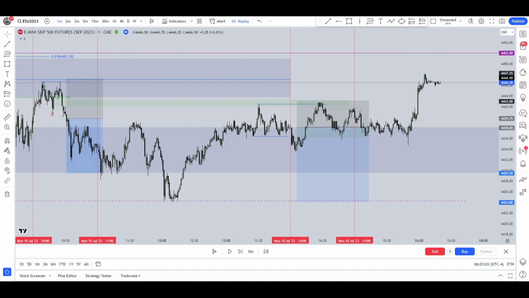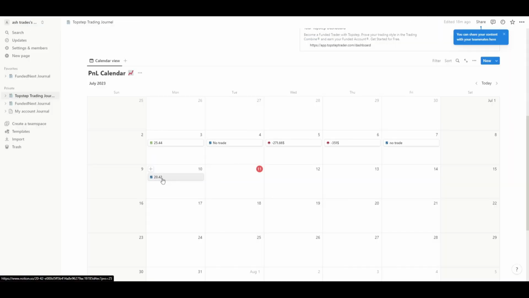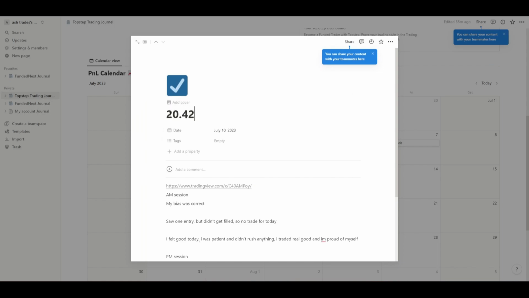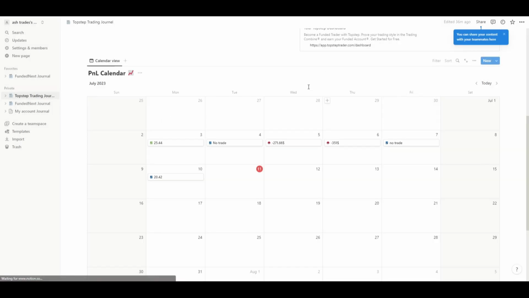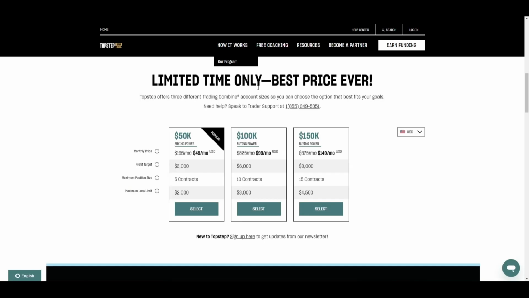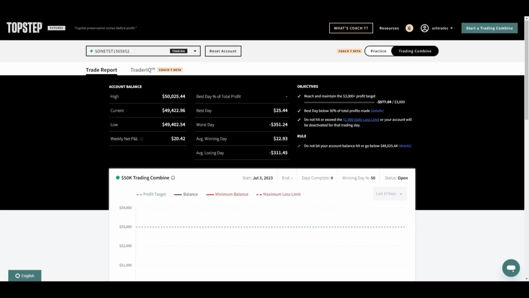And if you look at the journal, then you can see I updated it right here. We had a plus $20 day. And here you can see my notes for the AM and PM session. And if you want to see my TopStep account, how it looks now, you can see that we are in a $577 drawdown. But yeah, we'll come after it, and I hope better trading days will come soon.